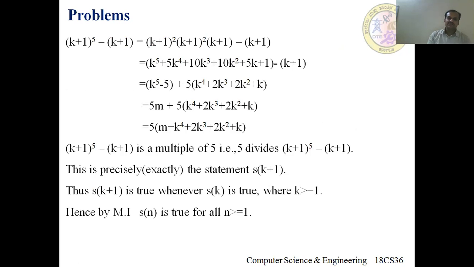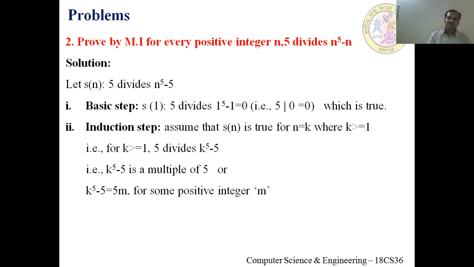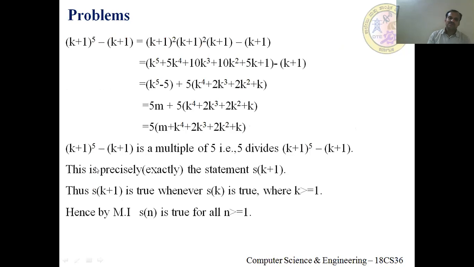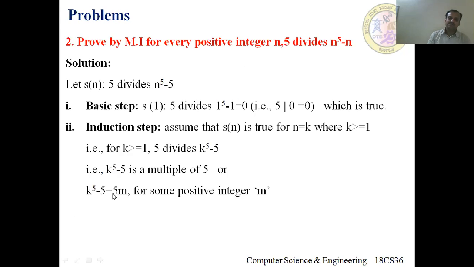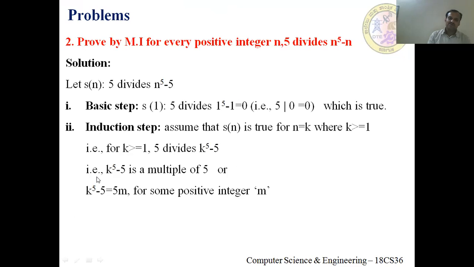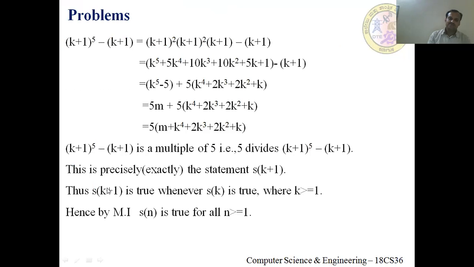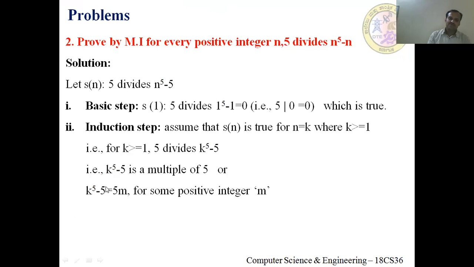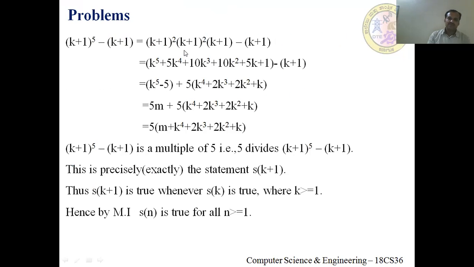Now in the induction step, we need to prove that the statement is true for n equal to k plus 1 also. That's what we are going to do: consider the previous expression, then wherever k is there, replace it by k plus 1. So we have k plus 1 to the power of 5 minus k plus 1, which is k plus 1 whole square into k plus 1 whole square into k plus 1, minus k plus 1.